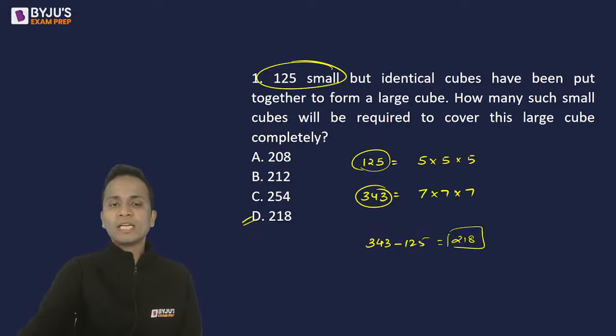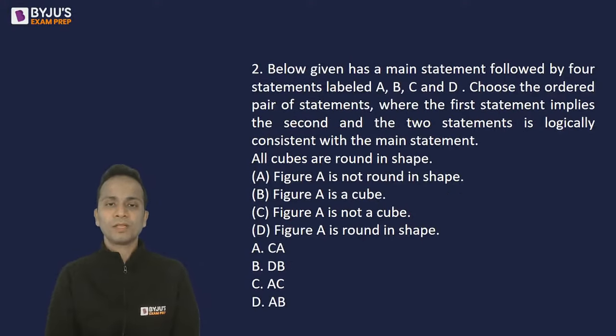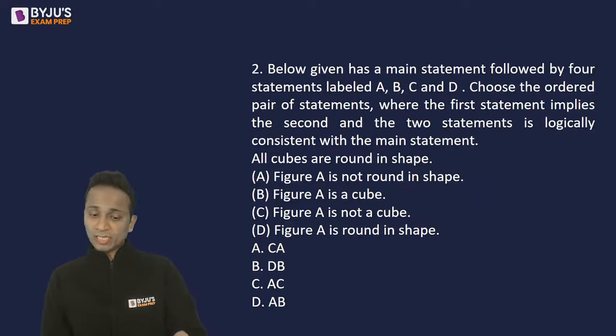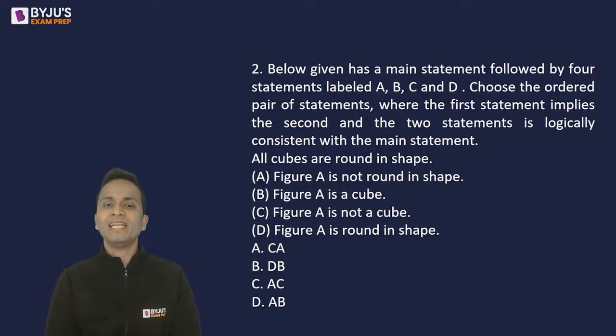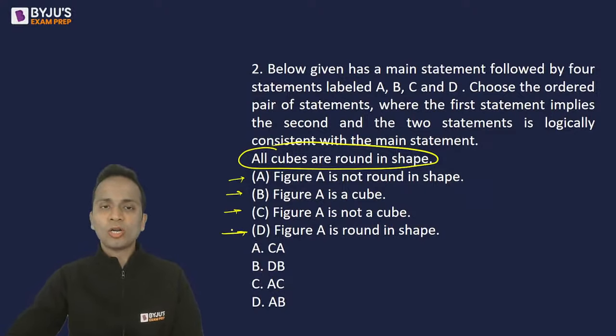All right. So 218, option D, is the correct answer of question number 1. Let's move on and look at question number 2. Now, all of you, those who are there, focus on solving these questions. Question number 2 says, below given has a main statement followed by 4 statements labeled A, B, C and D. Now choose the ordered pair of statements where the first statement implies the second and the 2 statements are logically consistent with the main statement.